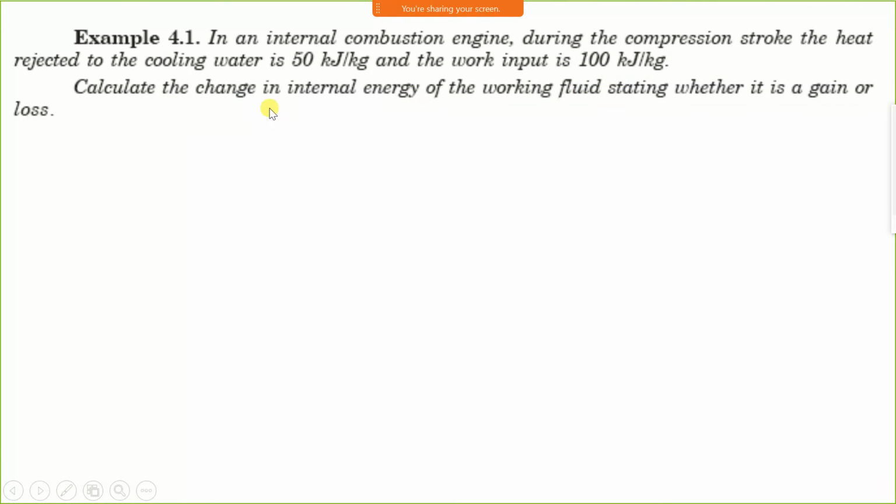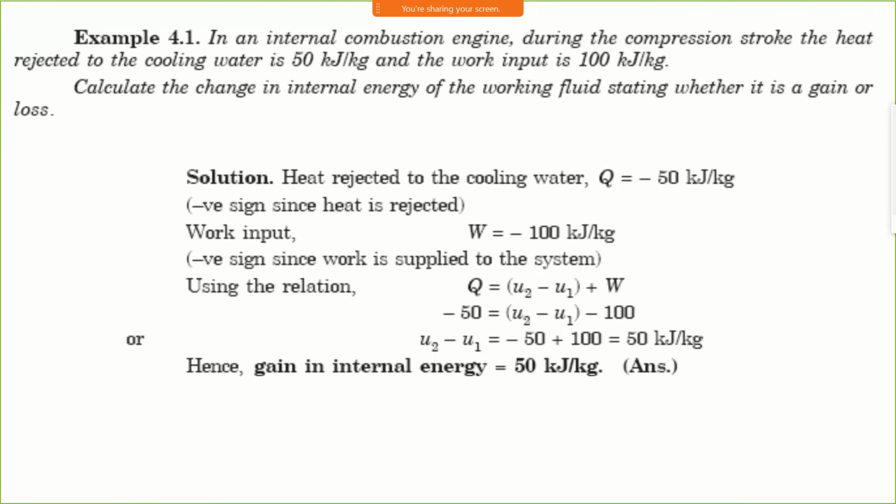Calculate the change in internal energy of the working fluid, stating whether it is a gain or loss. We have to calculate internal energy and check whether it is gain or loss of internal energy. Solution: heat rejected to the cooling water, that is Q is equal to minus 50 kilojoule per kg. Why is it minus? Because heat is rejected from the system. Minus sign since the heat is rejected.